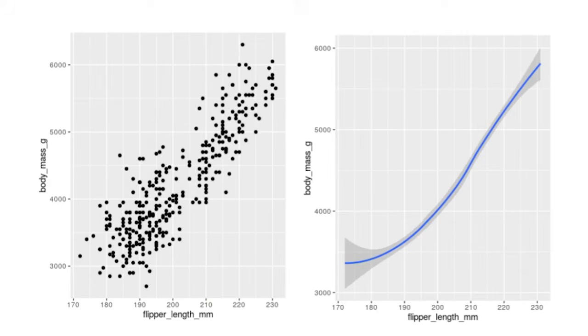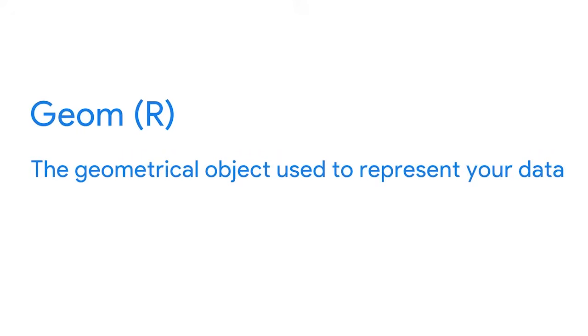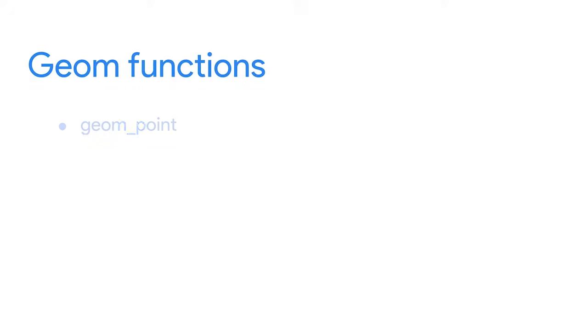Let's start with two visualizations. Both visuals contain the same X variable and the same Y variable. Both use the same data, but each plot uses a different visual object to represent the data. One uses points, the other uses a smooth line. In other words, they use different geomes. In ggplot2, a geome is the geometrical object used to represent your data. Geomes include points, bars, lines, and more.